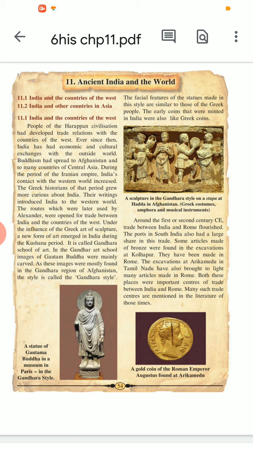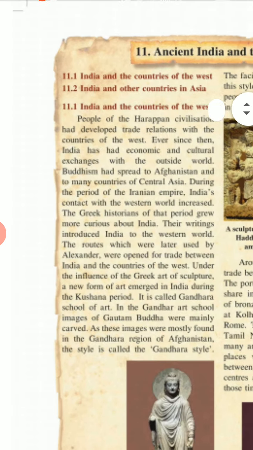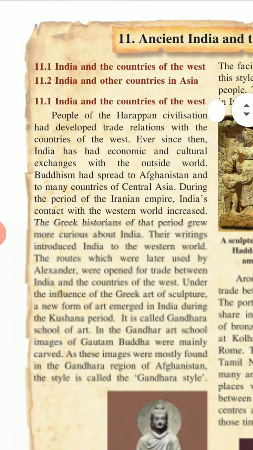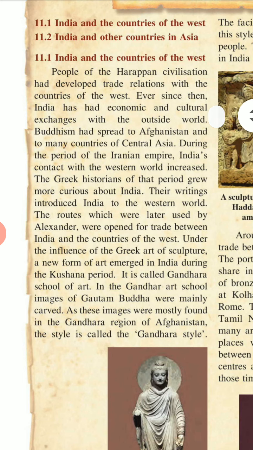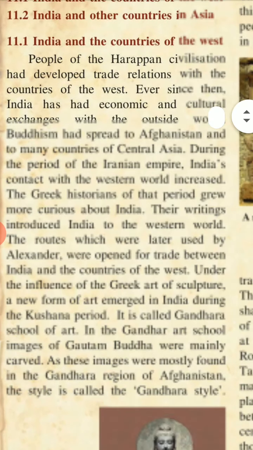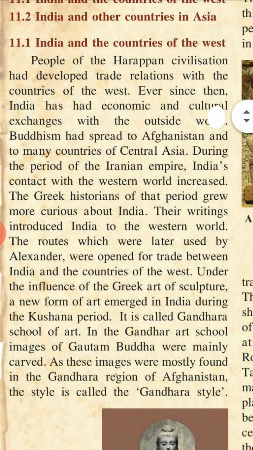Let's learn about history chapter 11, the ancient India and the world. India and the countries of the West. India and other countries in Asia. India and countries of the West. Let's read about it. People of the Harappan civilization had developed trade relations with the countries of the West.